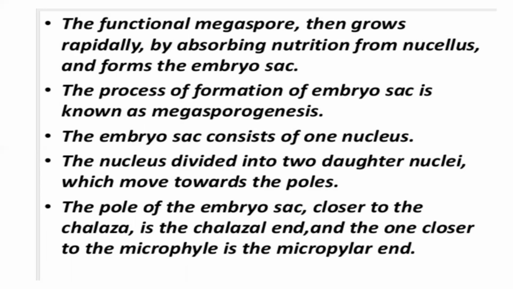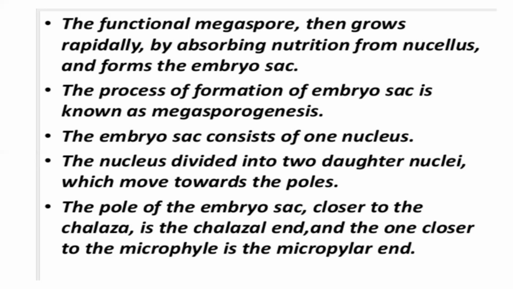The process of the formation of the embryo sac is known as megasporogenesis. Embryo sac means 3 antipodals, 2 synergids, 1 egg cell and 2 polar nuclei in the middle part. So the process of formation of the embryo sac is known as megasporogenesis. The embryo sac consists of 1 nucleus divided into 2 daughter nuclei, which move towards the poles.